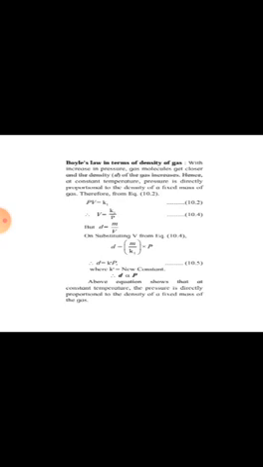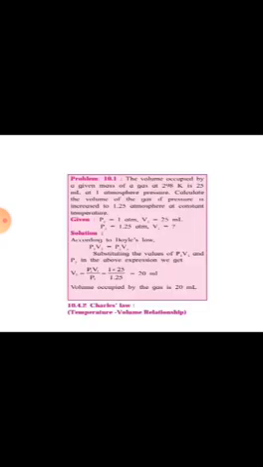Therefore, PV equals K1, V equals K1 upon P, but d equals m upon V. On substituting the value of V, d equals m upon K1 into P, that is, d equals K' P, where K' is a new constant. So density is directly proportional to the pressure. The above equation shows that at constant temperature the pressure is directly proportional to the density of a fixed mass of gas.